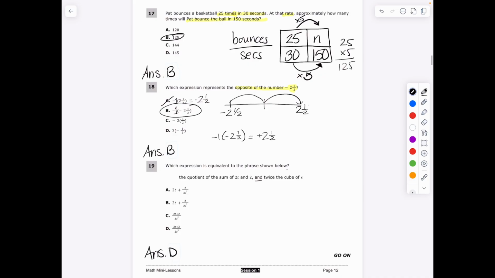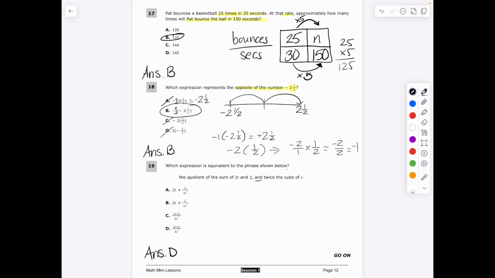In C, you have -2 times 1/2, which is the same as doing -2/1 times 1/2. That gives us -2/2, or just -1. Honestly, this is really testing how you multiply with negative numbers. And the last one is 2 times -1/2, which is the same thing, except now we have the negative on this side instead of the other.